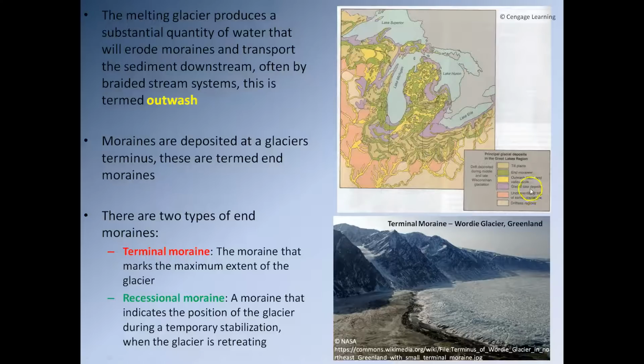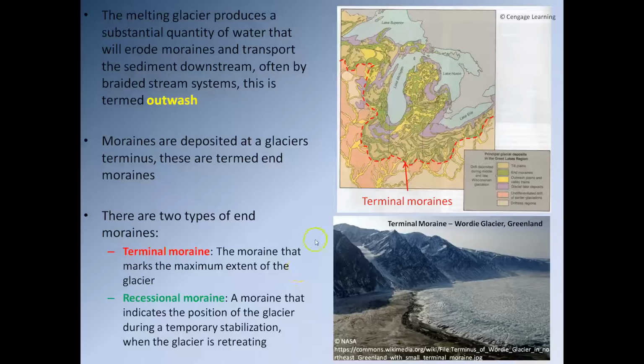Now, what we have here in green are these end moraines, they're called. If we follow the very edge of this green line, this marks the maximum extent of the ice during the last ice age in the Great Lakes region. This moraine that's furthest out is referred to as the terminal moraine.